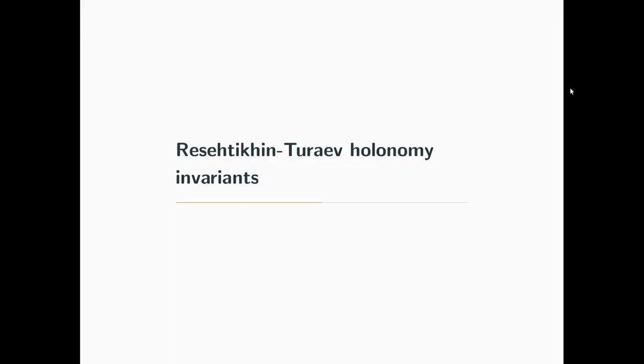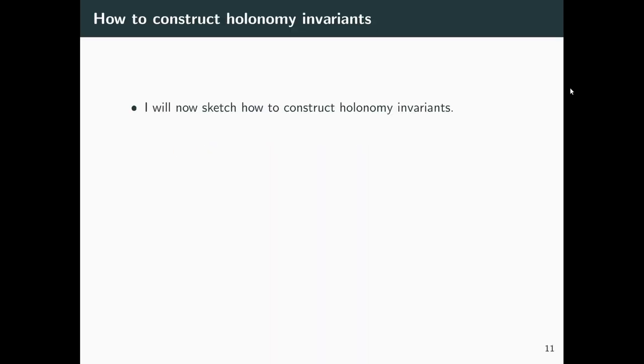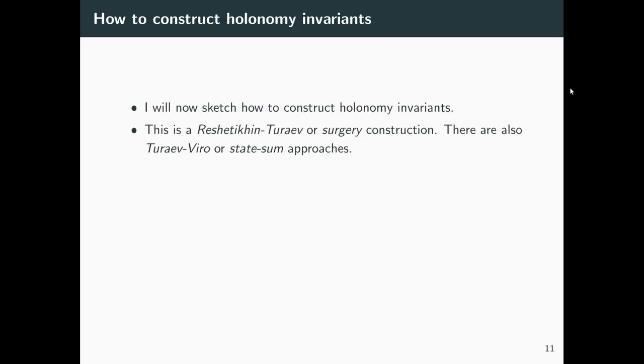All right, so that was a quick overview of Reshetikhin-Turaev. Let's talk about how it changes for holonomy invariants. I should mention this is a Reshetikhin-Turaev, or surgery, construction. There are also Turaev-Viro or state sum approaches, and other approaches to quantum invariants of knots in three-manifolds. There's not going to be actual surgery in what I'm talking about because I'm only talking about links in S^3. If I were going to do this for three-manifolds, I'd have to present them as surgery on framed links.